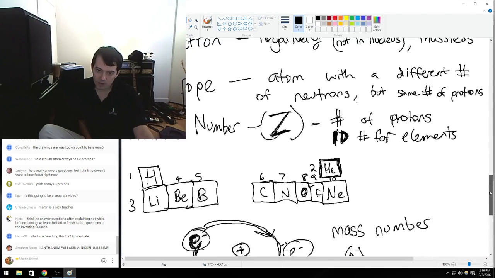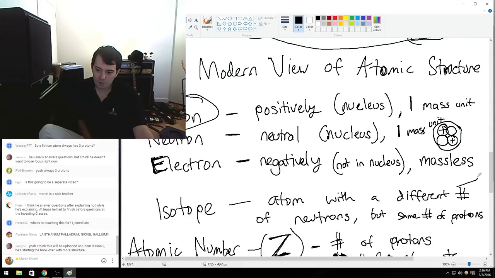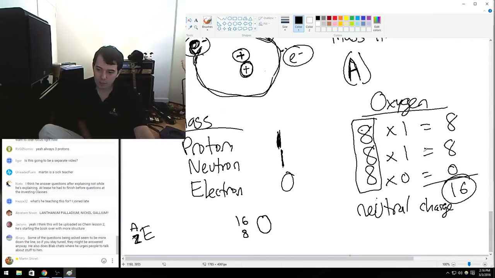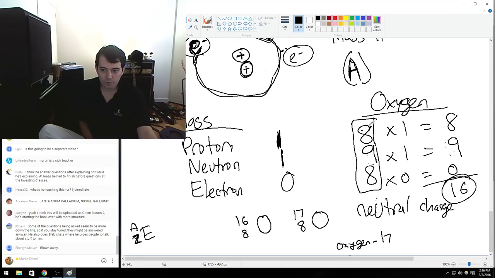And remember I said you can have an isotope. You have an atom with a different number of neutrons and the same number of protons. So you could have 9 neutrons in oxygen. It would still be oxygen, because the neutrons are neutrally charged. They don't really do much. They don't really change the properties of the atom. Protons and electrons, very important. But neutrons, not so much. So this is an isotope of oxygen called oxygen 17. You've heard of carbon dating, things like that, carbon 14.